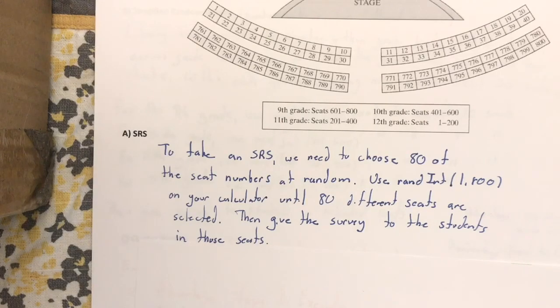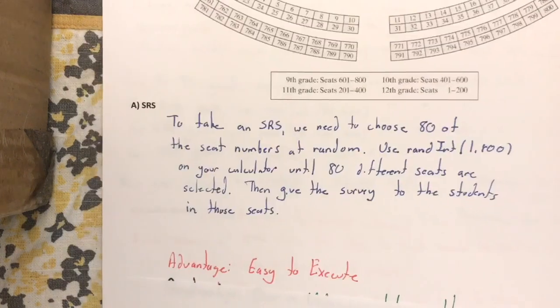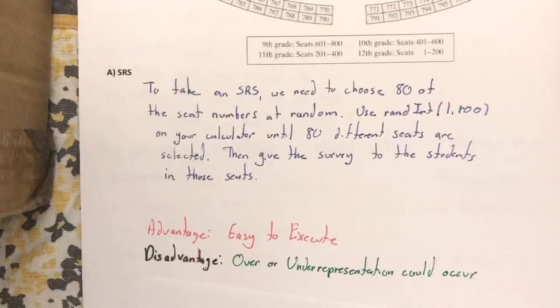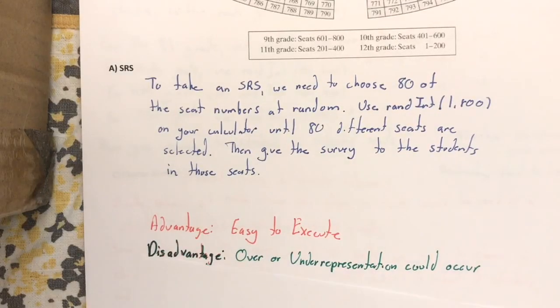What are the advantages and disadvantages of taking a simple random sample? Well, an advantage is that this method is very easy to execute. But a disadvantage is we could possibly have an over or under representation of part of the population that could occur.